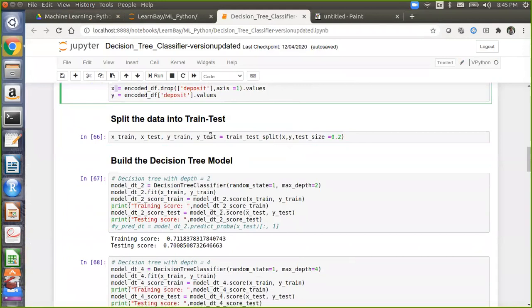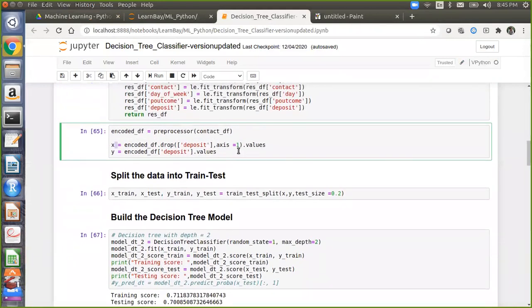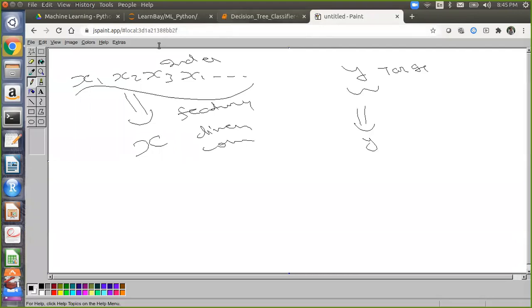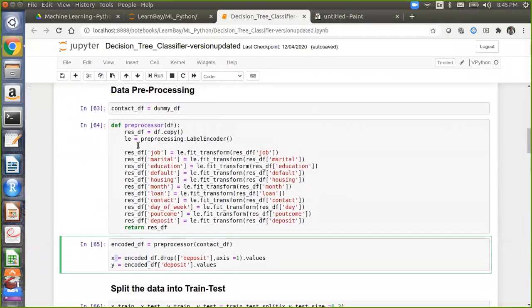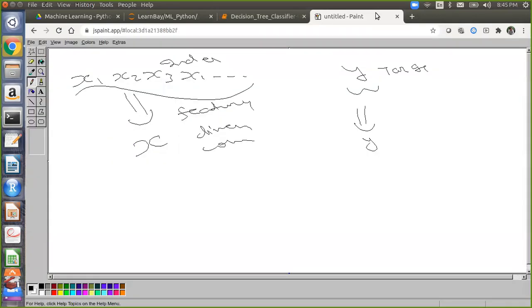Now, split. Yes, just a simple question. In cell number 64, can you please explain what is happening here, like what does fit_transform do? Fit transform will convert, suppose you have a gender column, male, female, male, female. The fit transform method will convert it into 0, 1, 0, 1.